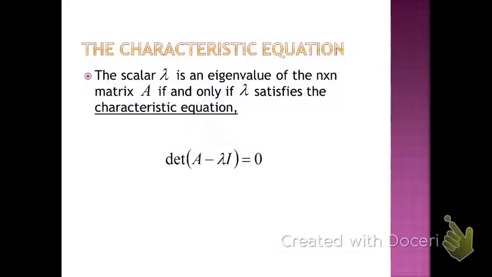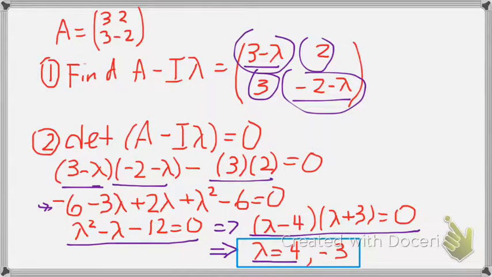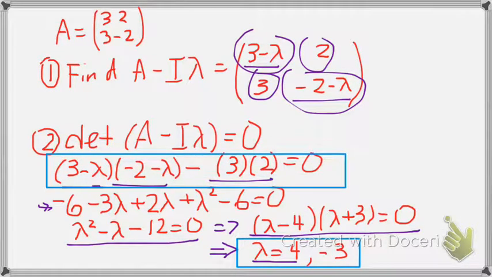So that brings me to a definition. If a scalar lambda is an eigenvalue of an n by n matrix A, it is an eigenvalue if and only if it satisfies what we call the characteristic equation. And so the characteristic equation is the determinant equal to 0. So if we look back here, we notice that this here represents my characteristic equation.